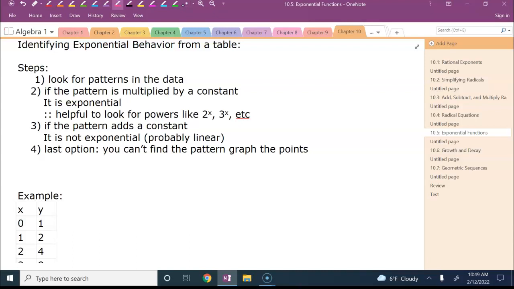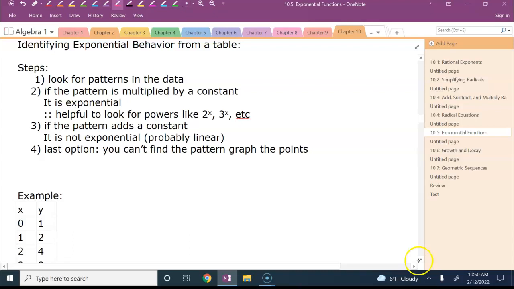The last option is if you can't find the pattern, graph the points, see what the graph looks like. If you can't figure out from just looking at the table, you can always try to look at a graph to see if you can notice the pattern or get an idea of what the graph is doing. Because sometimes we can look at the graph and understand like this is showing an exponential, or it's showing maybe a linear graph or a quadratic graph or a cubic or something completely different than what we're trying to find.